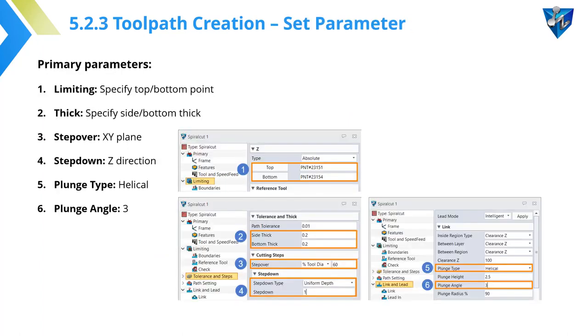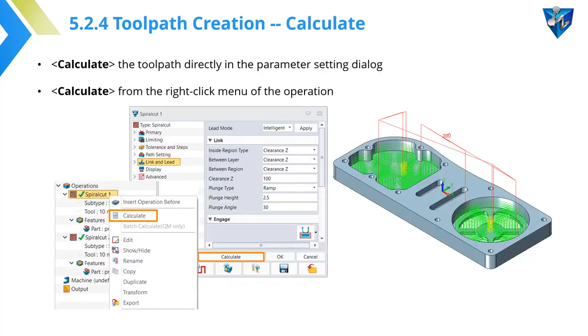There are primary parameters, like the limiting to set the area where we need to machine, and also the seek to set the remain materials we need to leave for the rough or for the semi-finished operations. And we will set the step over, step down, plunge type, plunge angle, and in the final we will calculate. We can do that from the parameter setting dialog directly. We can also do from the right-click menu of the operation.